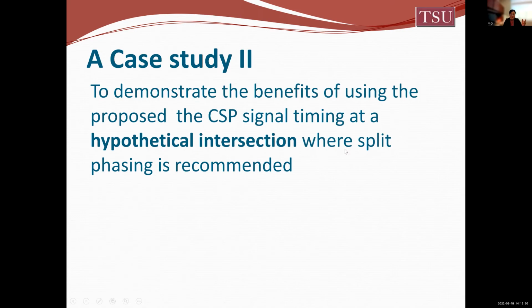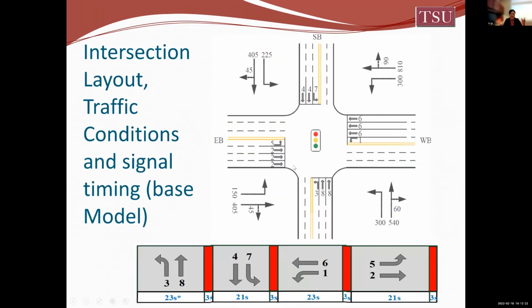Okay, so this is a hypothetical intersection. The reason we use a hypothetical intersection is that we want to make sure the traffic condition is ideal for using split phasing. So you can see in this intersection, the traffic volume in one direction is quite balanced. You can see the left-turn vehicles per lane and the through vehicles per lane are the same. But for the opposing directions, the traffic level is different. Like the southbound has heavier traffic than the northbound, and the westbound has more traffic than the eastbound. So this will be a perfect traffic condition to use split phasing.